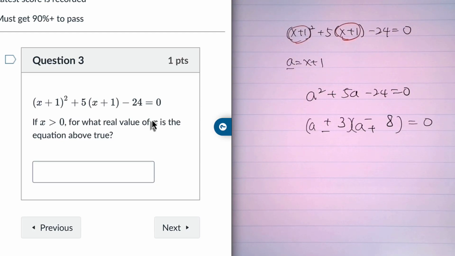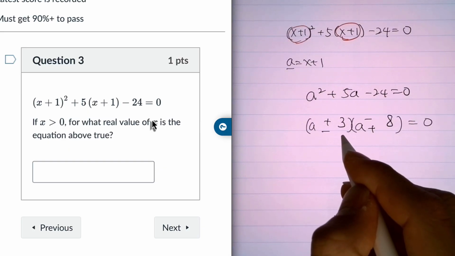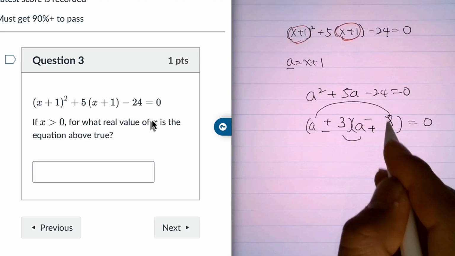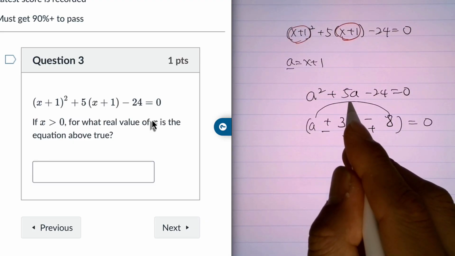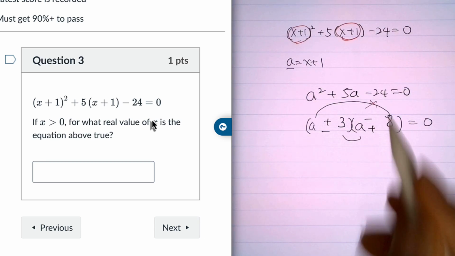Now, the way we can tell is to mentally do the FOIL, inside and outside. When you start with a negative 8, negative 8a plus 3a, you'll get minus 5a. So we don't want that. So this is not correct.